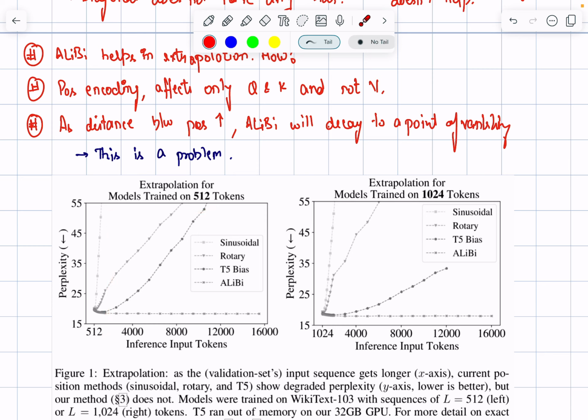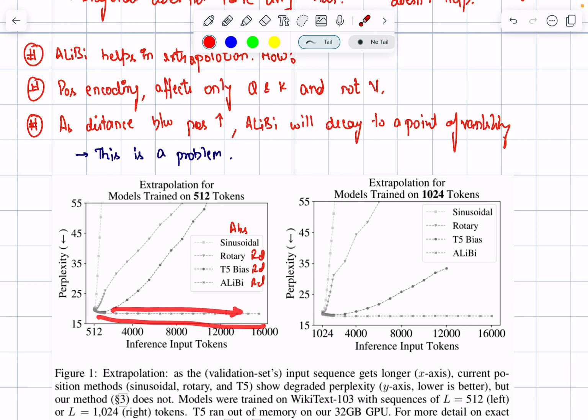almost exponentially, right? Whereas in the case of other embeddings like T5, which we will see in a couple of minutes, and rotary, which we will see in the next lecture tomorrow, and ALiBi, we compare these, right? All of these are relative position embeddings. This one is the absolute position embedding, and these others are relative. As the number of tokens increases during inference time, the perplexity for ALiBi does not grow and it goes flat.